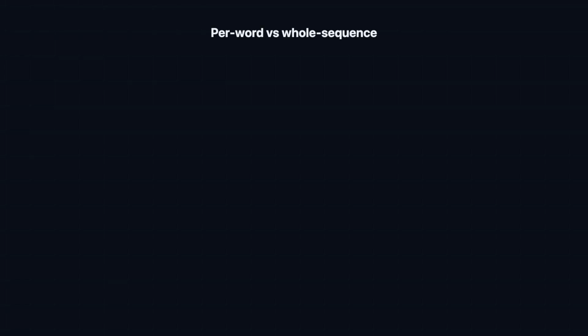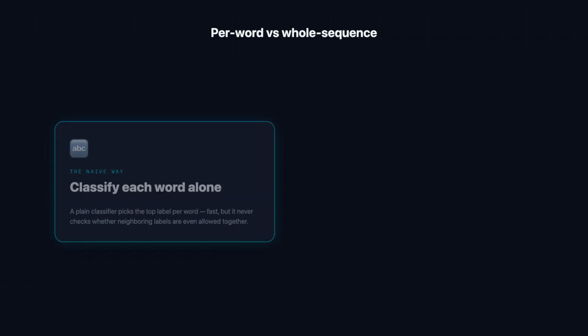So let's start with the core contrast because it explains everything that follows. Consider the naive approach first. You run a plain classifier over each word, one at a time, and pick whatever label scores highest for that word in isolation. It's fast and simple, but it throws away a huge signal. It never checks whether one label is even allowed to sit next to the label beside it, so it happily produces sequences that break the rules of the task.